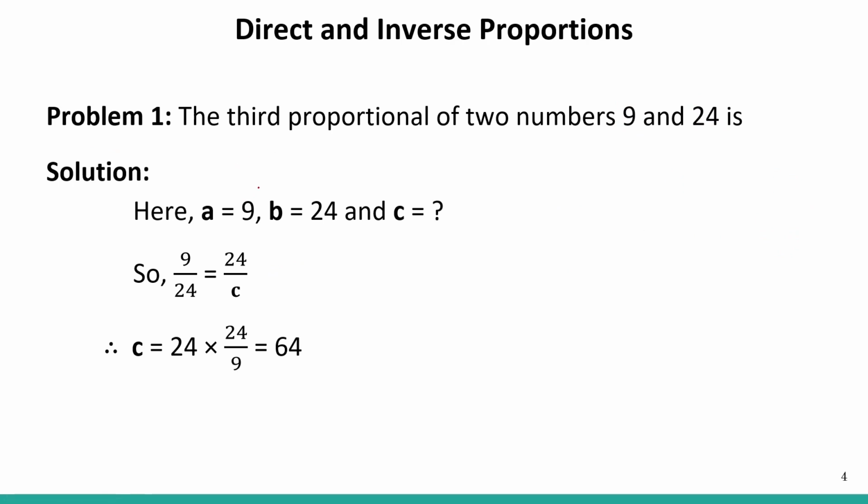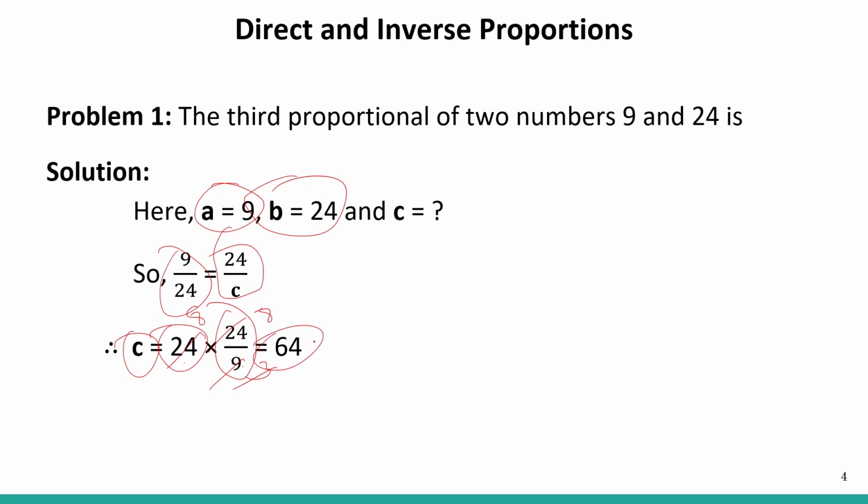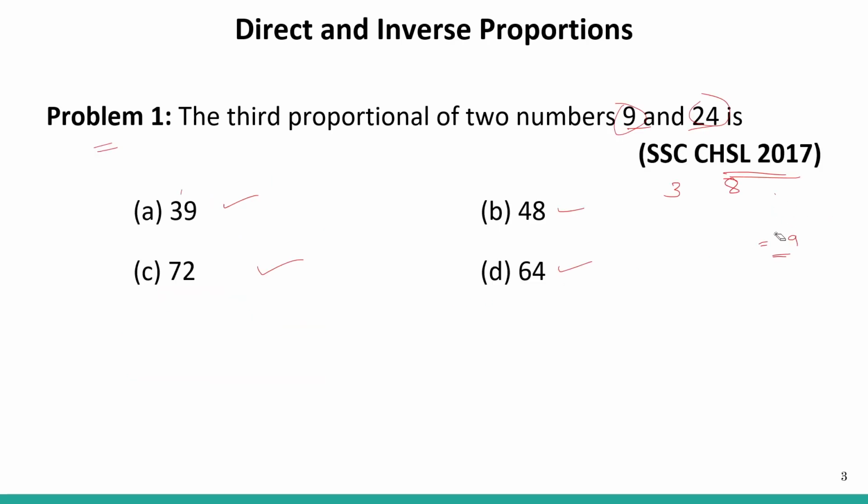Okay, so A is equal to 9, B is equal to 24. So 9 by 24 is equal to 24 by C. So C is equal to 24 into 24 by 9. So 9 will be, 3, this will be 8. So 8 into 8, so this will be 64. So 64 will be the answer.